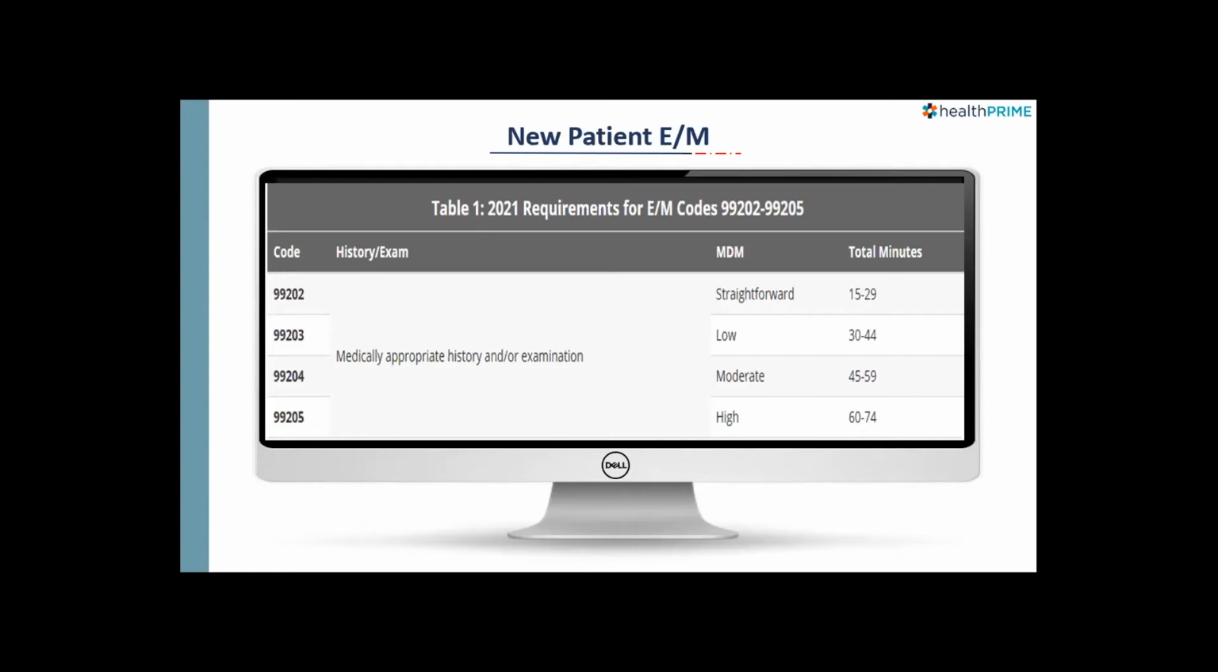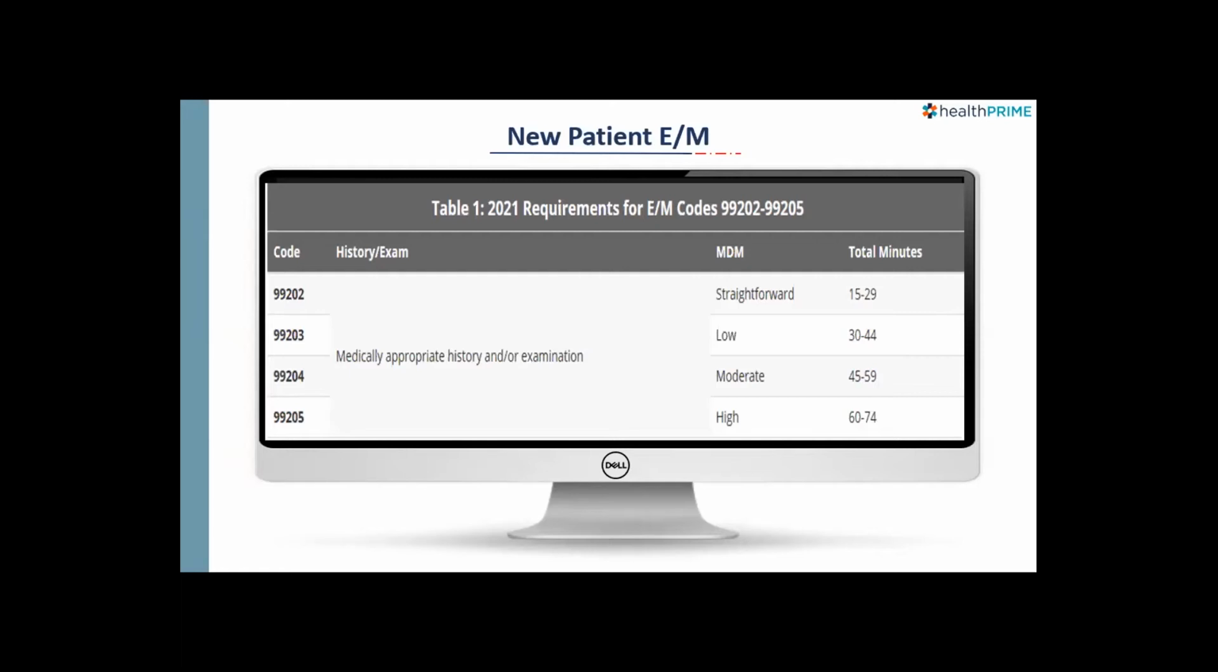The best thing which has changed is now for coding a level 3, level 4, or level 5, we do not require a specific requirement of detailed or comprehensive history and physical examination.